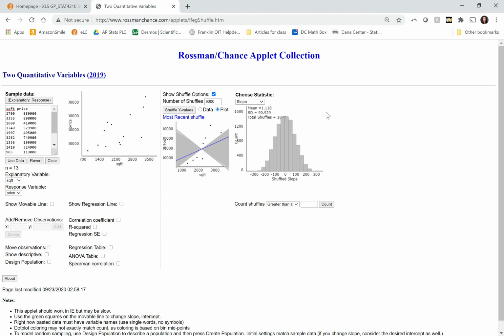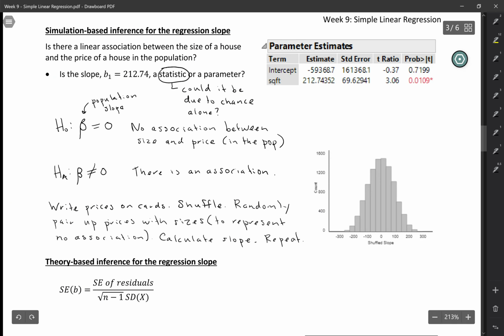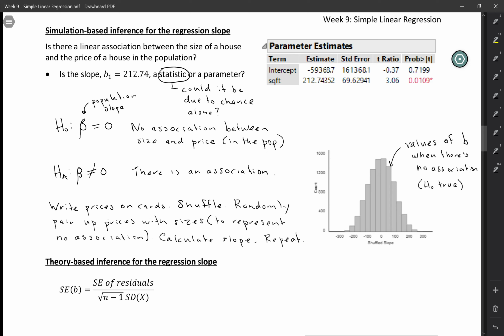Okay, so let's think about what we're seeing in this graph. If we think about what this histogram represents, these are all the values of the slope, right? Each one is a slope from a different simulated sample. And specifically, this represents the values of the slope when there's no association. We assumed no association as we carried out our simulation because we were just randomly matching up sizes and prices. In other words, these are the values of the slope that you would get if the null hypothesis were actually true.